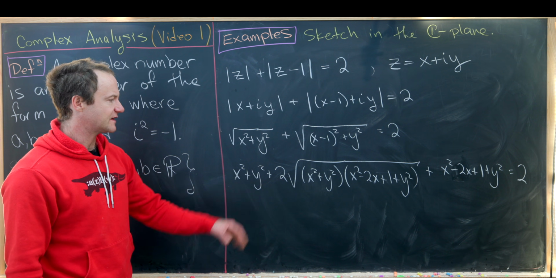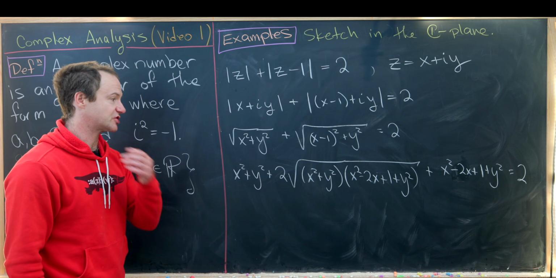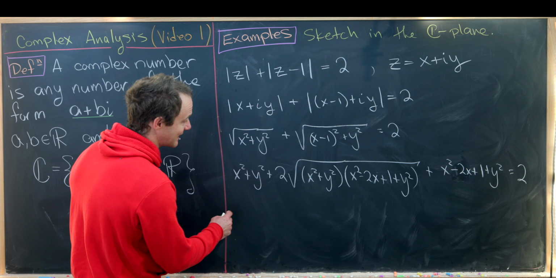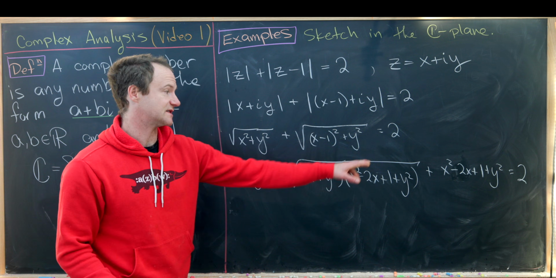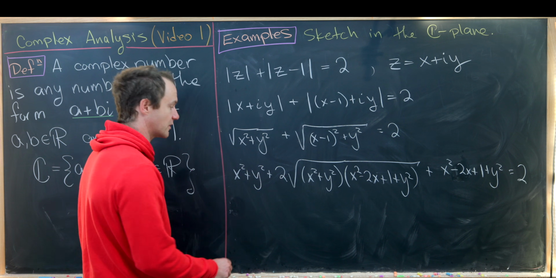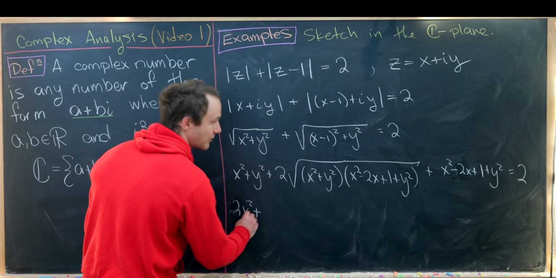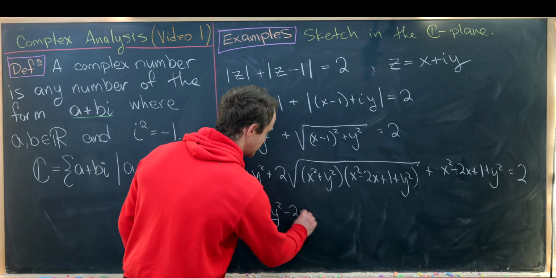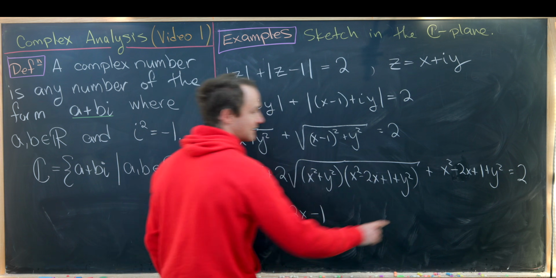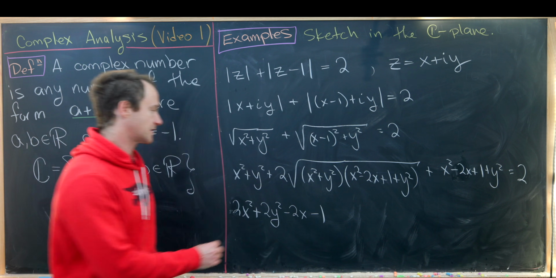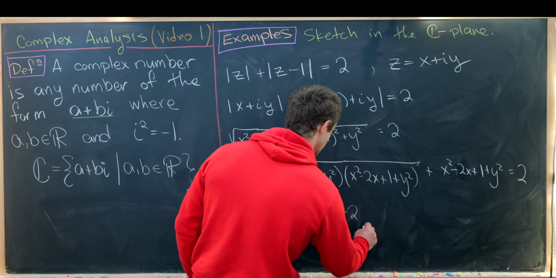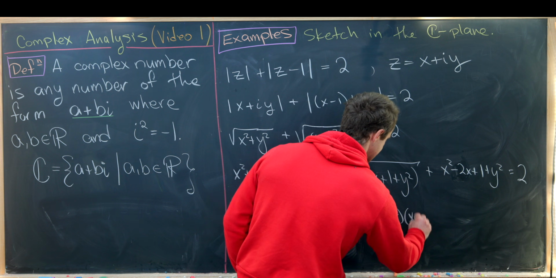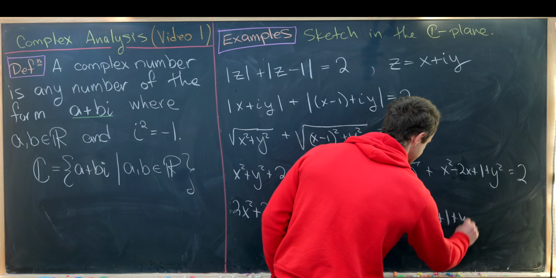Now let's move everything to one side of the equation so we can start to square and get rid of this. Okay, so that's going to leave us with something that's admittedly a little bit gnarly. So I'll maybe move the 2 over to the other side of the equation. That leaves us with 2x squared plus 2y squared minus 2x minus 1. We get that minus 1 by subtracting the 2 over, equals negative 2 times the square root of x squared plus y squared times x squared minus 2x plus 1 plus y squared.